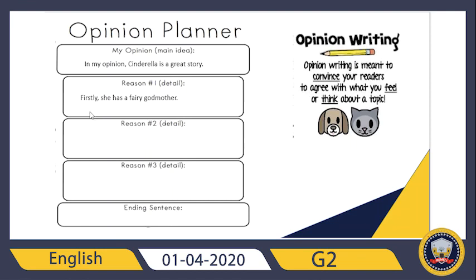I have used a linking word here. Firstly, she has a fairy godmother. Now I want you to think and write reason 2. You can write also and think and write something. Then you can use another linking word and then in the end you can give your closing statement. Try to do it. I want you to open your notebooks and write in your notebooks an opinion essay. Once you are finished with this, you can also think about another topic and write another opinion essay.